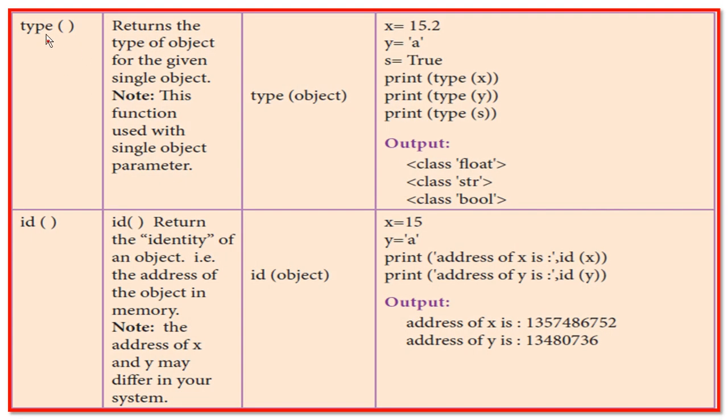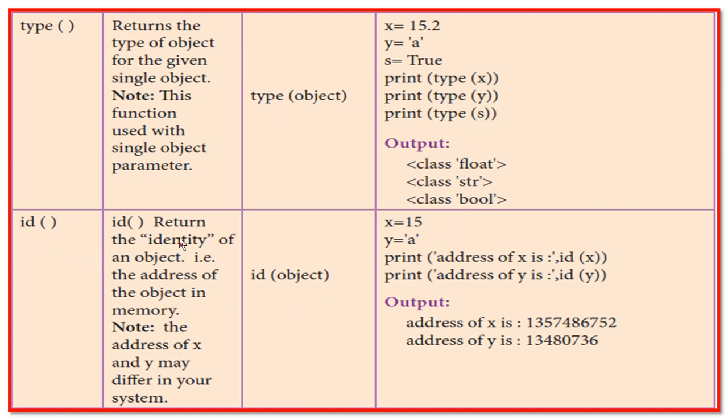Another one, type. It returns the type of the object. Type means data type. Note, this function used with a single object parameter. Type of object, here x equal to 15.2, this is floating, so type of x, float. Y equal to a, it is string. It is which type? It is string type. Type of y, string type. True or false, it is the boolean type, so bool.